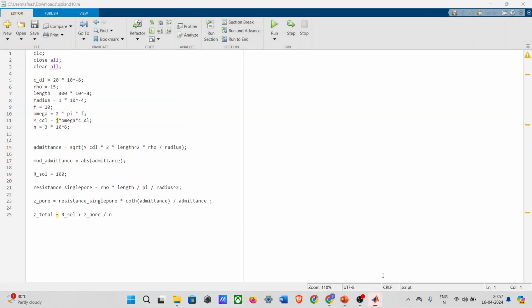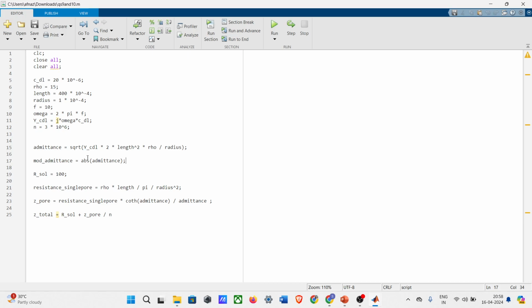Again, I did that also in. Yes. So you know CDL, rho, length, radius, frequency, omega, YCDL, N value, everything. So here the frequency is 10. Everything else remains the same thing. Okay. So you know the admittance formula, that is square root of YCDL into 2 into length square into rho by radius. That's what you discussed in the previous question, right? After that you will find out mode admittance. So till this it's the same as before.